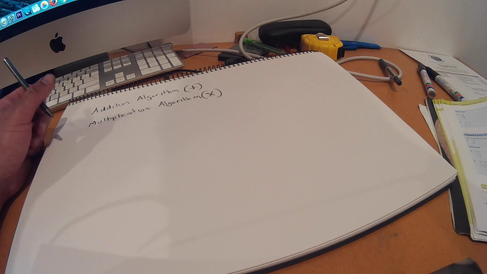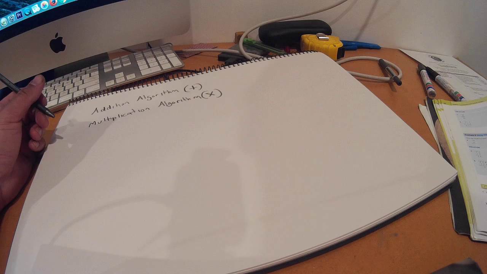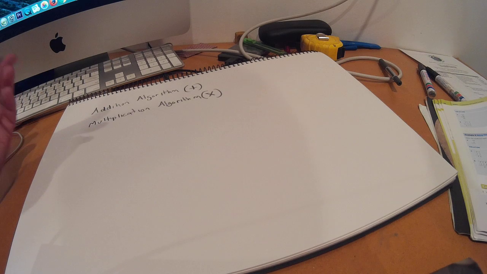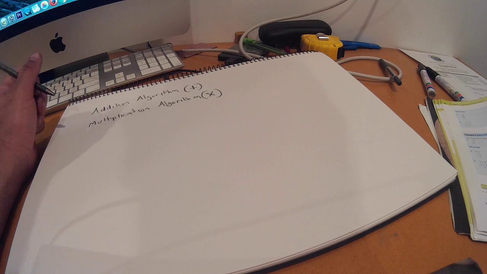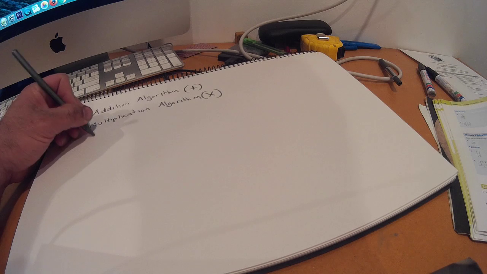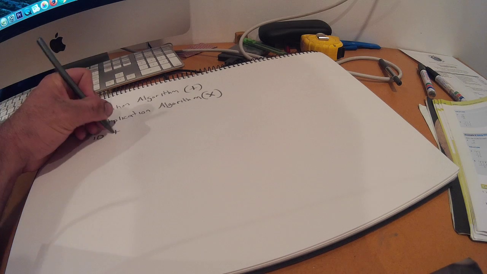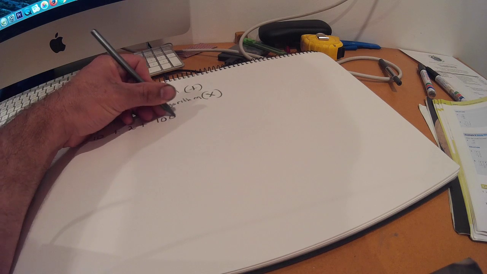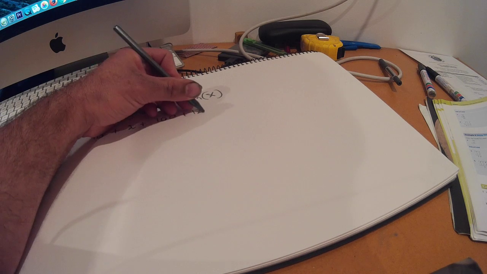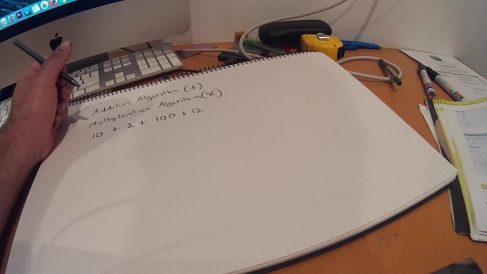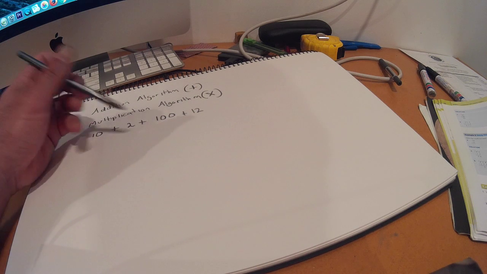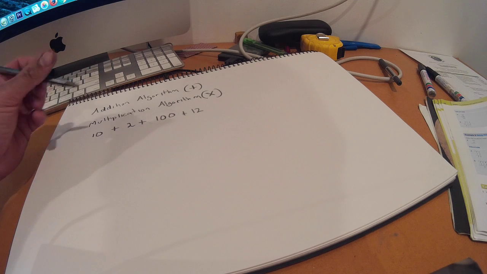If I was to give you a number of additions to do, say your dad is asking you to work out lengths of wood for going around a patio, for instance. This is just giving it a practical application, and he asks you to add up 10 plus, this might be meters, plus 2 plus 100 plus 12. What you need to do with any of those questions is I would normally start with the biggest number and then I'd move my way down.